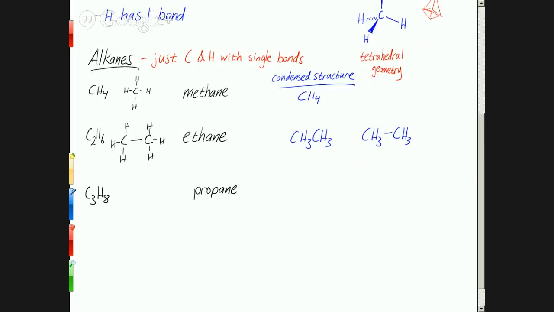See if, just based on the rules we've talked about, carbon's got 4 bonds, hydrogen's got 1. Can you draw a structure for propane with 3 carbons and 8 hydrogens? And then can you draw a condensed structure just like we did with methane? Give it a try.